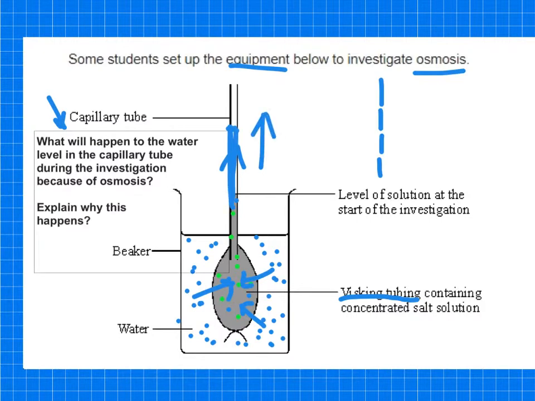And the second part of this question, well, not always, but it mostly will ask you to explain why this happens. So you need to then explain that water will move from a dilute solution, where there is more water outside the visking tubing, to inside the visking tubing that contains a solution of salt, which is more concentrated.